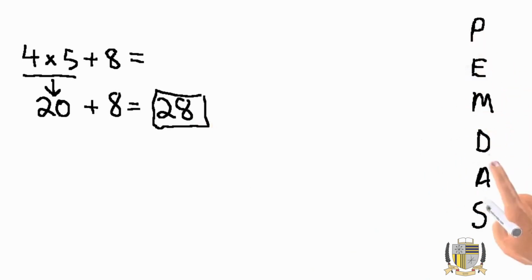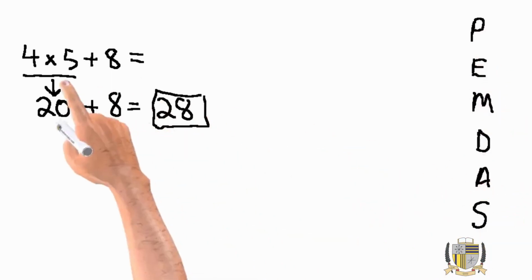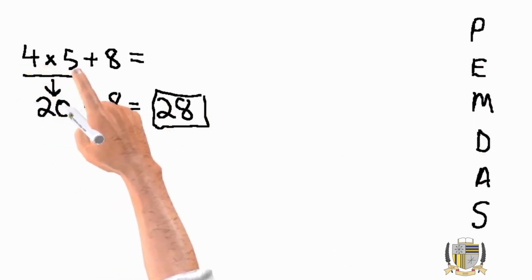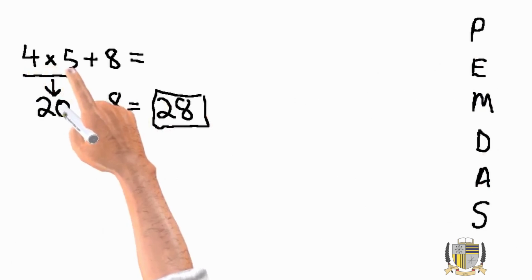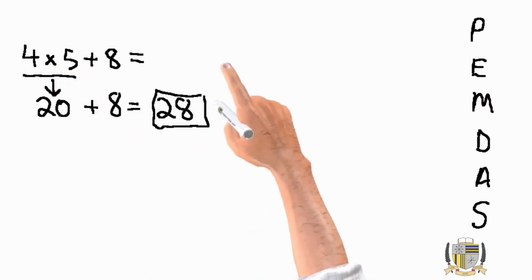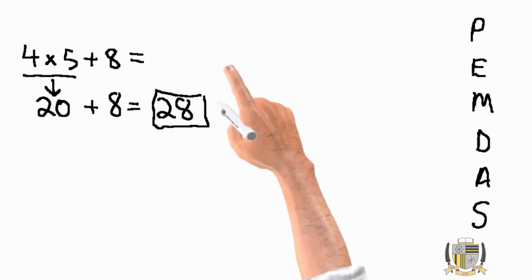So that's the order. We refer to this, parentheses, exponents, multiplication, division, addition, subtraction, to solve problems with multiple operations. Let's go with another example.